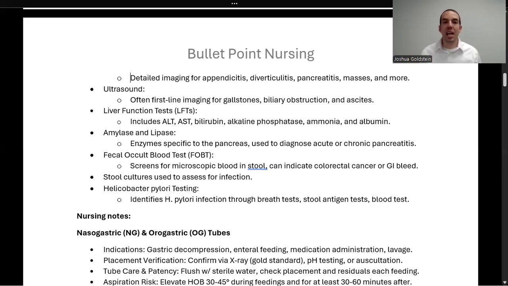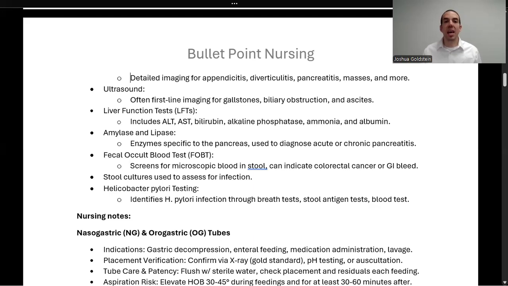Next, we have our pancreas labs, which are amylase and lipase, and these are used to diagnose acute and chronic pancreatitis. Based on the elevation of each of these and the ratio of elevation, which is probably beyond our level, it can actually tell us whether it's acute versus chronic pancreatitis.